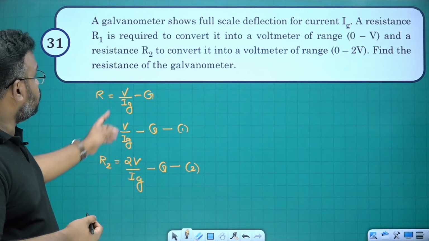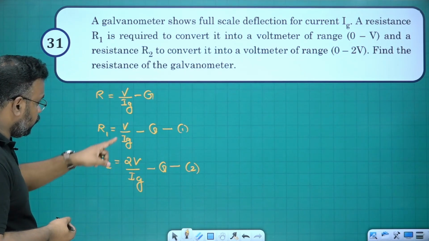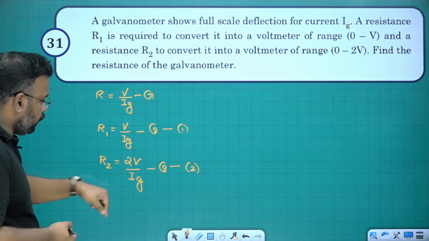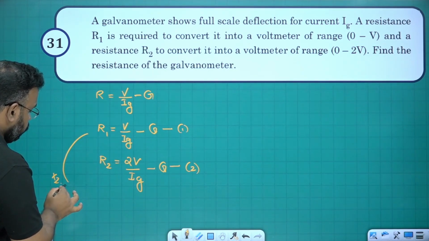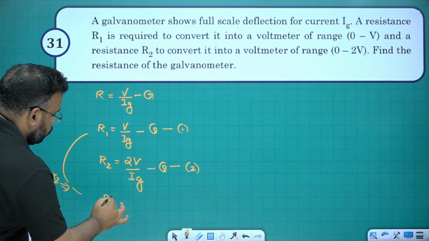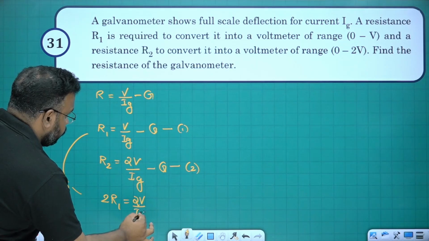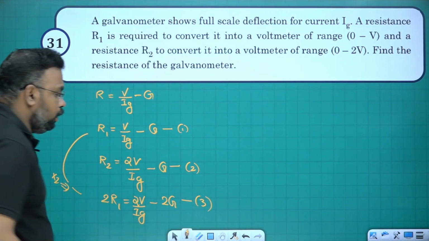They are asking for the resistance of the galvanometer, so we need to find G only. To simplify it, do one thing. Here there is V by Ig, here it is 2V. We can multiply the first equation by 2, then we can cancel that term. So I am multiplying this equation by 2. What will we get here? 2R1 is equal to 2V by Ig minus 2G. This is equation number 3.